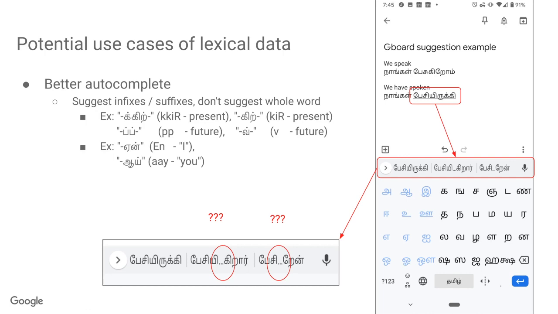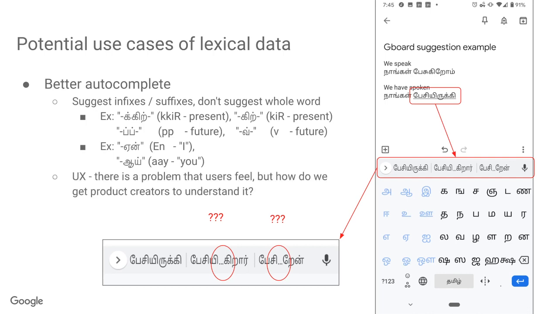Instead, what we should do is we should suggest one suffix at a time and autocomplete on that. So, for example, in this hypothetical scenario, we could be suggesting first the tense marker suffix, and then after that, we can be suggesting the person, number, gender subject agreement suffix. And there's a user experience problem here, which is that there's a problem that users feel, but how do we get product creators to understand it?